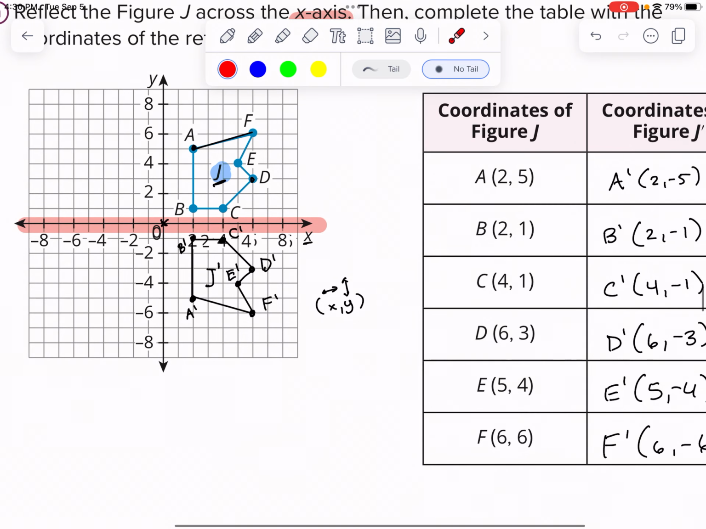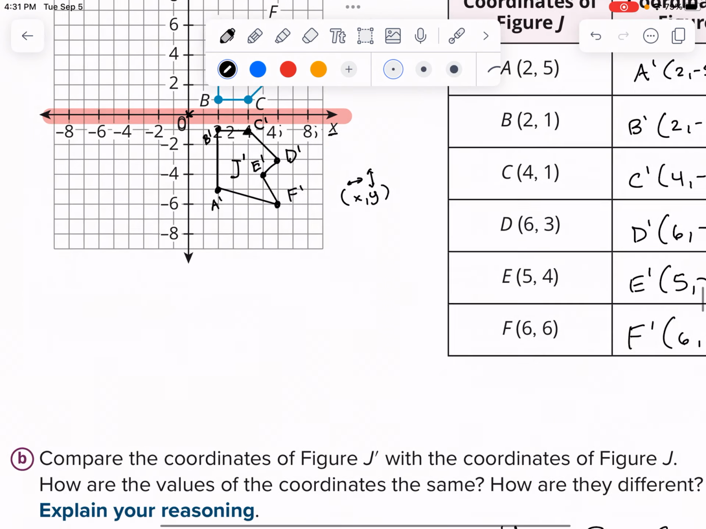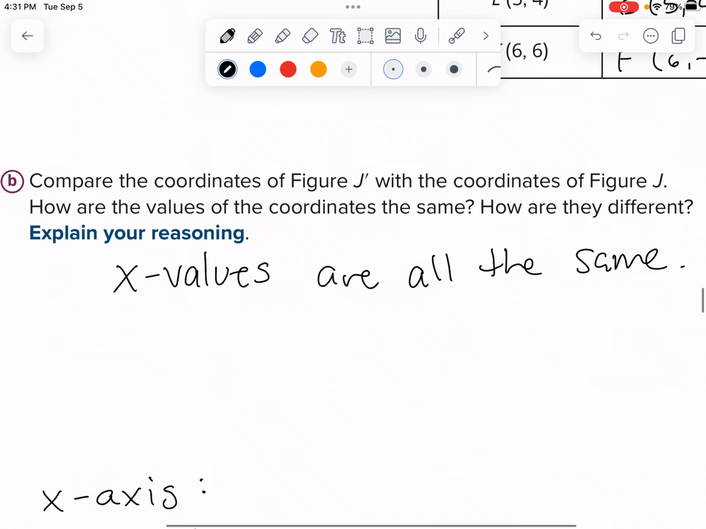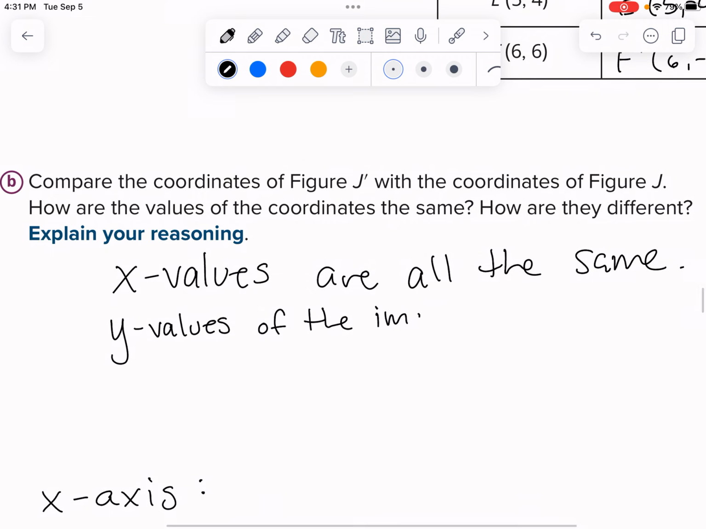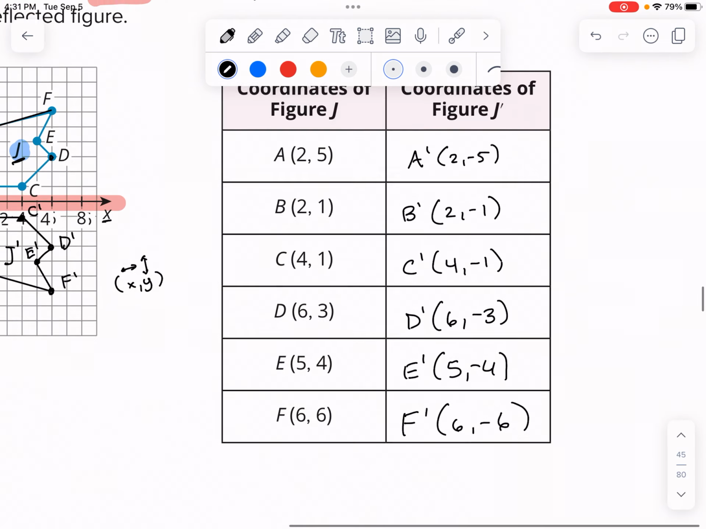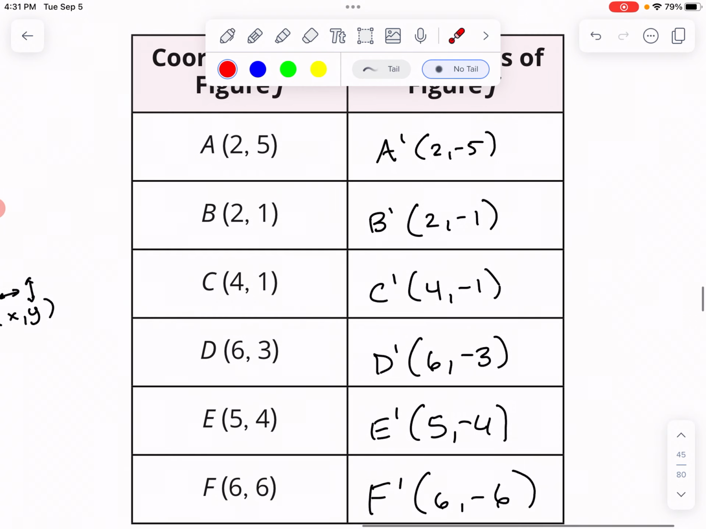The thing that is different are the y values. So the y coordinates or y values of the image are opposites. So what I mean by this, I think here, right, we see 5 to be -5, 1 to be -1. This doesn't mean make everything negative. It just means make it the opposite.